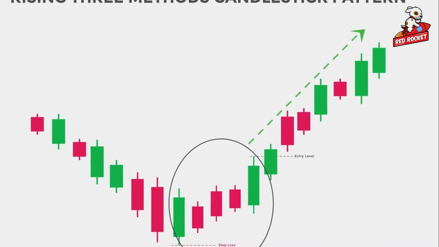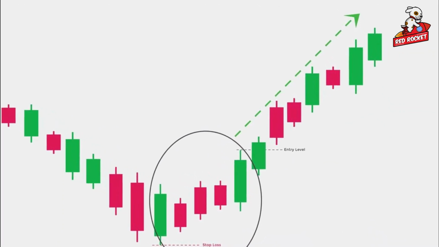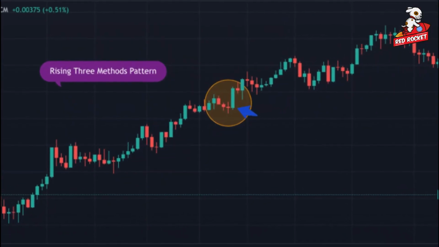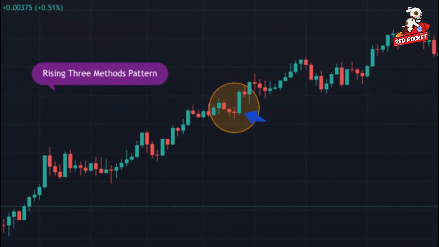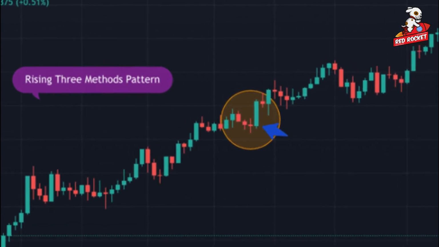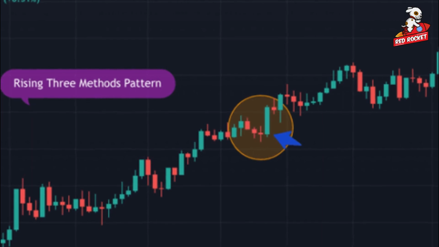A slight variation may occur in the pattern when the second day gaps up slightly after a first long up day. However, everything else is the same. It only looks different. When such a variation occurs, it's referred to as a bullish mat hold.